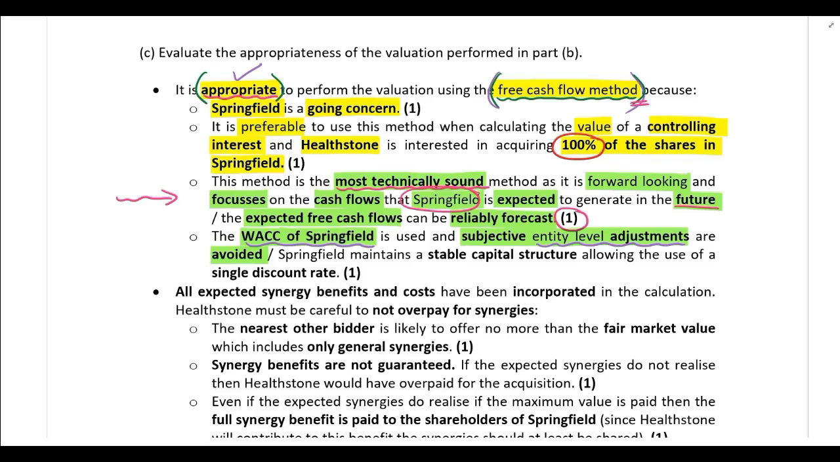Now, once again, guys, I was quite lenient here in the solution. So as an alternative, you could have said that Springfield maintains a stable capital structure, allowing for the use of a single discount rate. We were able to calculate a single discount rate. We calculated their weighted average cost of capital, and we used that as our discount rate.